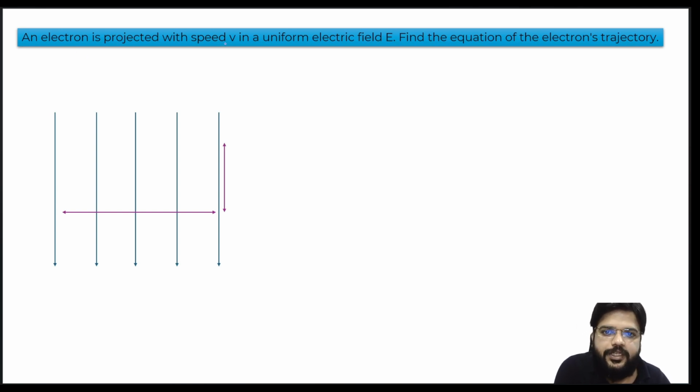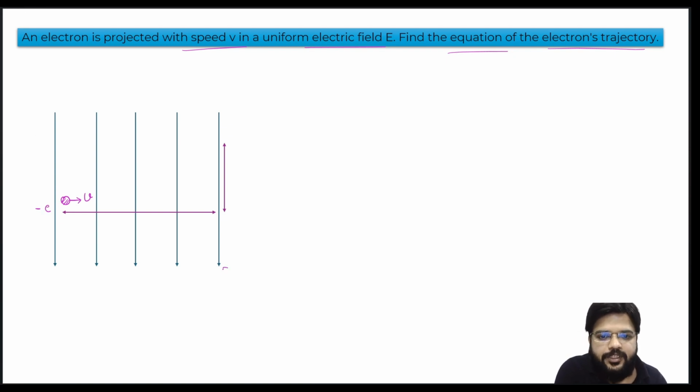An electron is projected with speed v in a uniform electric field E. Find the equation of the electron's trajectory. So we want the trajectory followed by this electron. What is happening here? We have one electron, everyone, and we are throwing this electron in the horizontal direction, let's suppose with speed v. This is the electron, and definitely the electron has negative charge, so I'm representing it with minus q, correct? And we can write minus e here also.